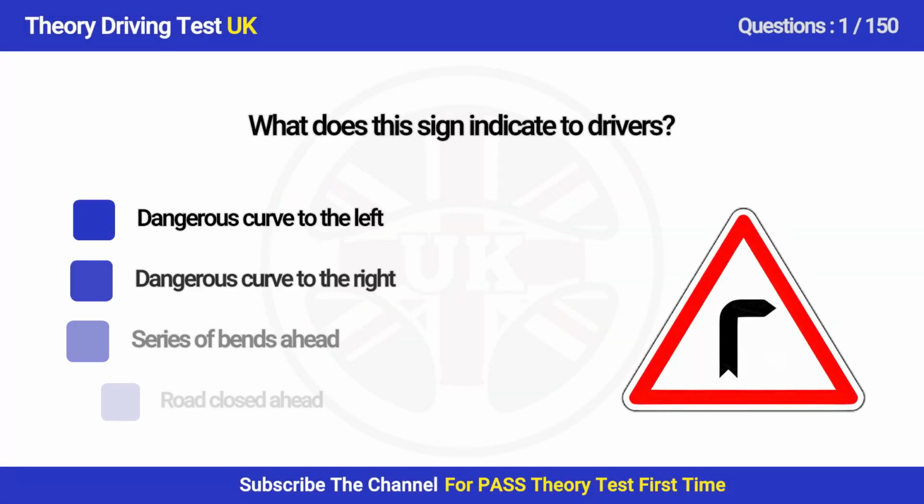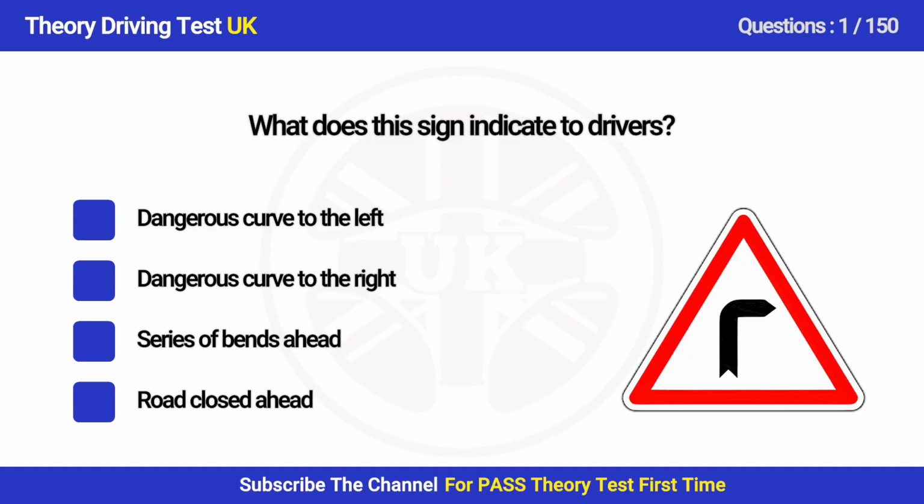Question 1. What does this sign indicate to drivers? A. Dangerous curve to the left. B. Dangerous curve to the right. C. Series of bends ahead. D. Road closed ahead.